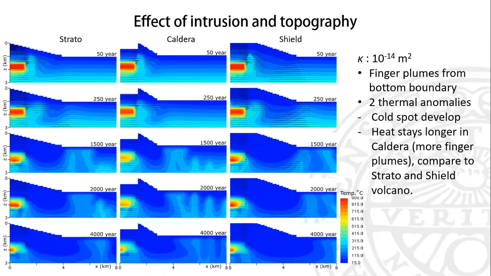To see the effect of topography, we add three different topography scenarios. Generally, the three models show similar thermal structure, such as a small plume at the right corner of the intrusion, multiple plumes as a sign of convection, as well as the formation of a cold spot. However, the thermal longevity is significantly different between these three models.